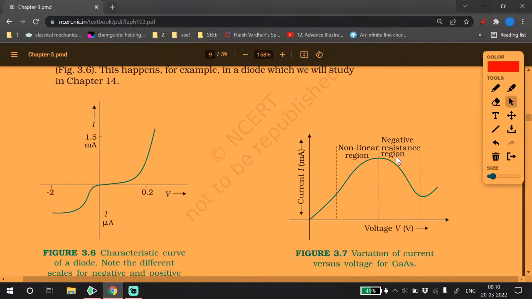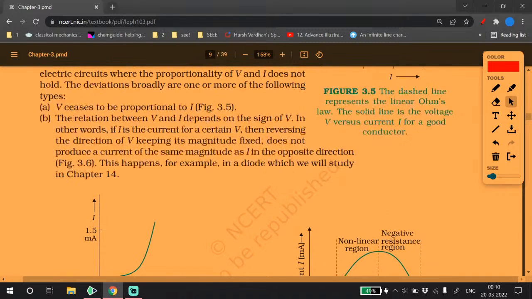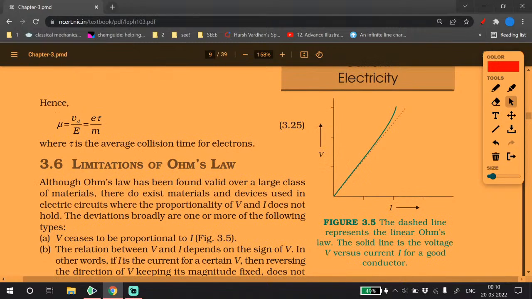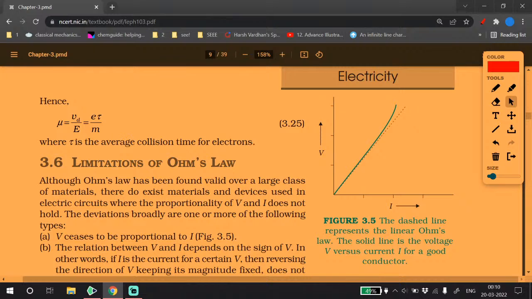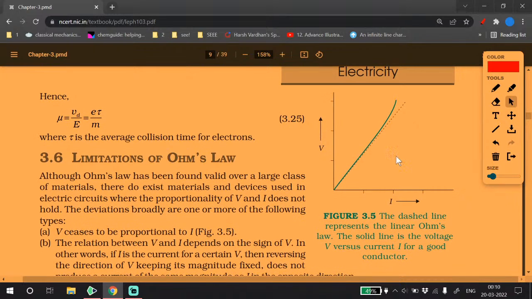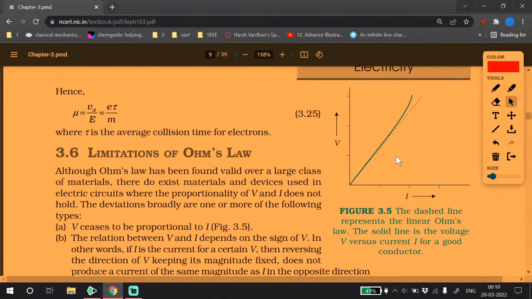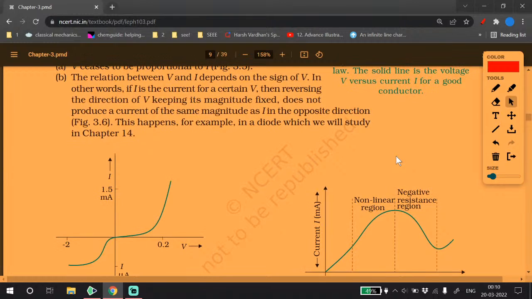And the diode, this diode graph I have seen 1000 times. Even though this graph curves a bit, it is a good conductor, because in practical cases it can only be like so, not so accurate.